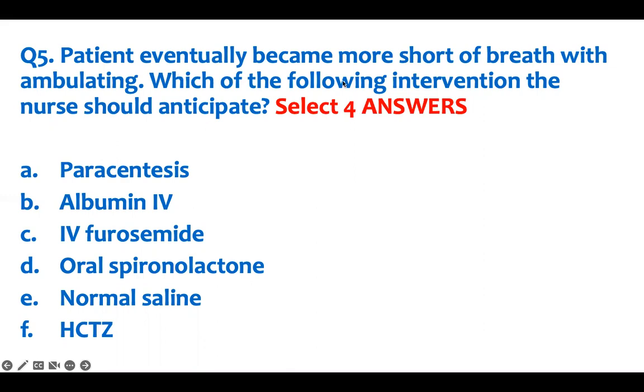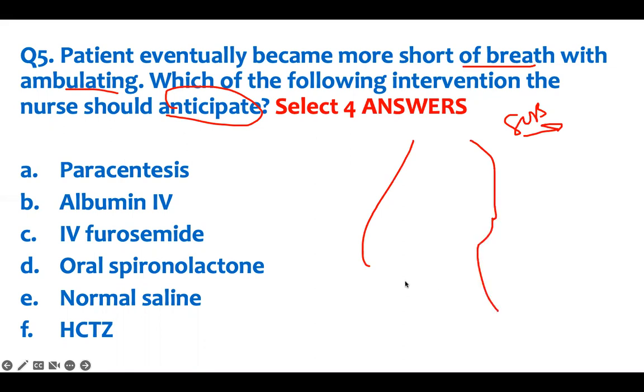The patient eventually became more short of breath, right, with ambulation. Which of the following interventions should the nurse anticipate? When patients walk now, they are more short of breath. What do you think? They get short of breath because their belly is distended, right? And their diaphragm is here, being pushed by their belly, the abdomen, and therefore they have shortness of breath due to ascites.